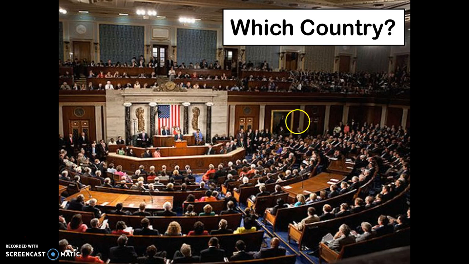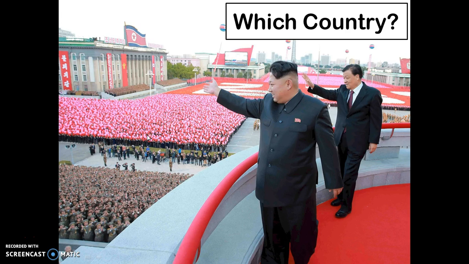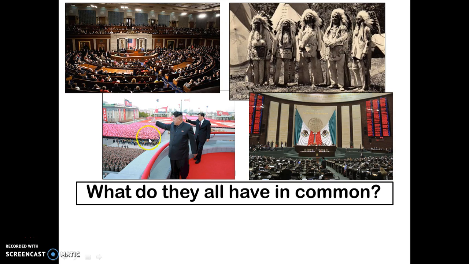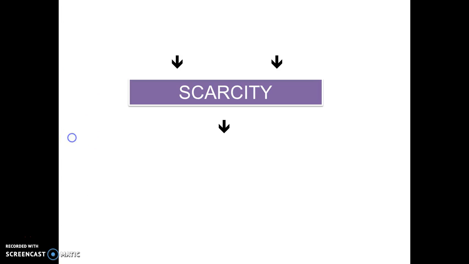All right, to see the big picture of where we're going with all of this, we took a look at some different countries. We can identify the United States. This is a Native American tribe, North Korea, and Mexico. And our big question is, what do they all have in common? No matter what country you are, they all have to answer the 3 basic economic questions: what to produce, how to produce, and for whom to produce those goods and services.